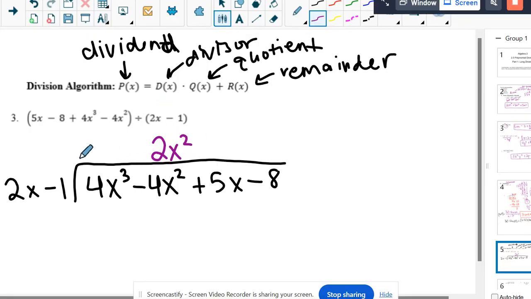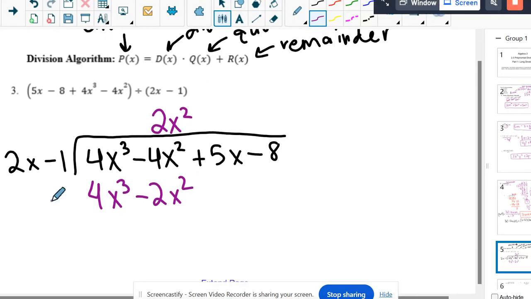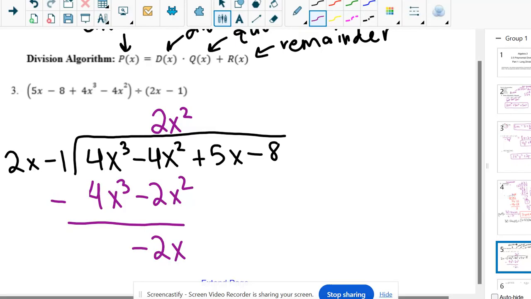And then you multiply that by 2x minus 1. So you would get 4x to the third minus 2x squared. And then you subtract those. Just be careful when you subtract that if you're subtracting a negative, that turns it into positive. So this would be negative 2x squared, because it's negative 4x squared plus 2x squared. Bring down the plus 5x.